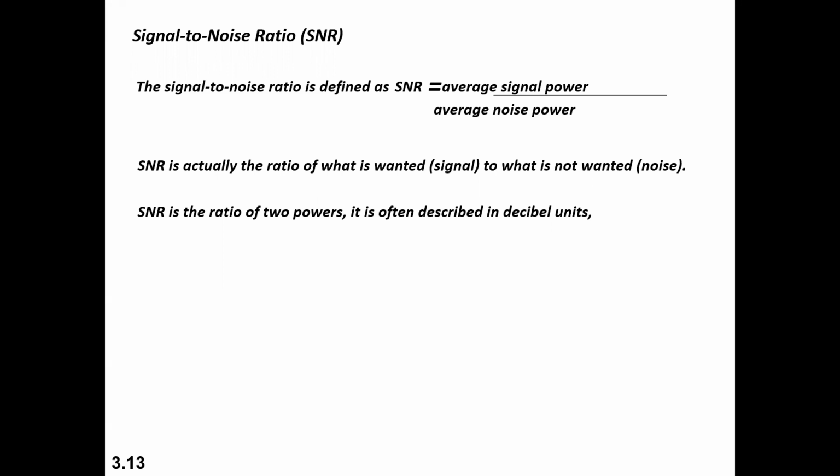So SNR is actually the ratio of what is wanted, that is the signal, to what is not wanted, which is the noise. And SNR is the ratio of two powers. It is often described in decibel units. So average signal power divided by average noise power. That is how we calculate SNR.